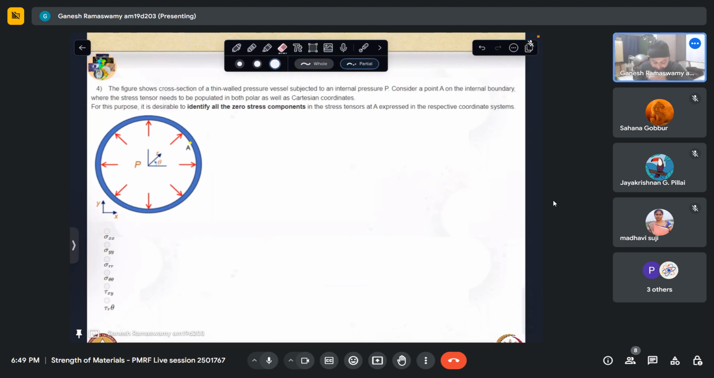Okay, let us look at this question. The figure shows cross-section of a thin-walled pressure vessel subjected to an internal pressure. So we have the pressure vessel like that.